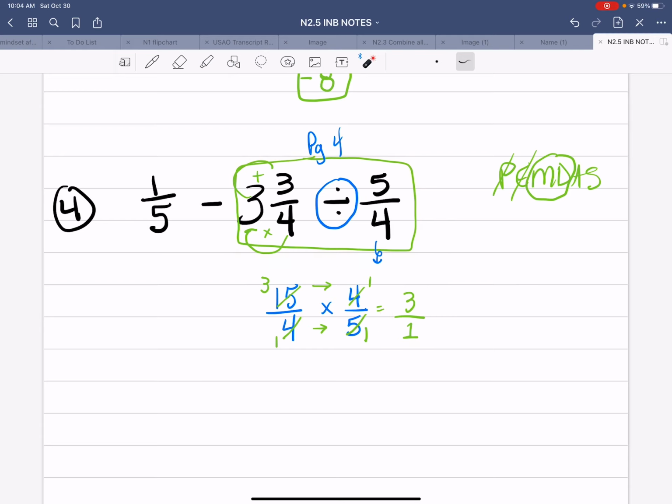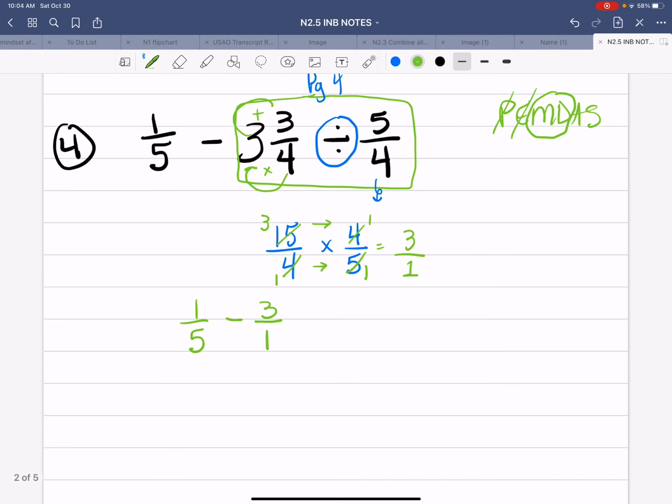So I'm going to write the rest of my problem down. I've got 1/5 minus 3 over 1. I'm so glad that I've reduced and got that down small, because how do I add and subtract fractions? That's our butterfly. So 5 times 3 is 15. 1 times 1 is 1. Bring up my subtraction. 5 times 1 is 5. So I end up with a denominator of 5. 1 minus 15 is -14.